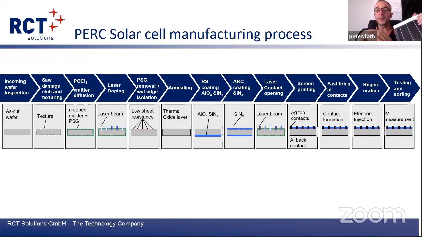And then we have to sinter this metal ink into our silicon a little bit, and that we call fast firing or contact firing. And after that, we are doing some tricks to push up the efficiency and stabilize it. And then our solar cell is finished. We do testing and sorting, deal done.